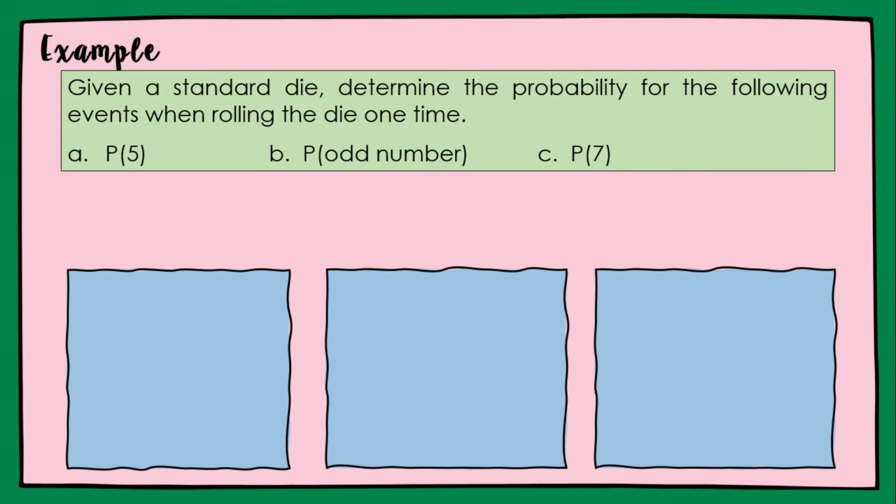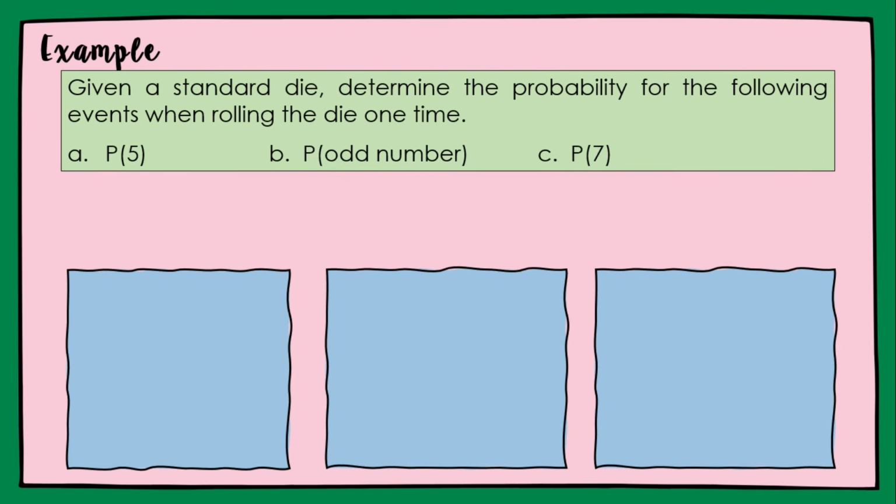Let's have another problem. Given a standard die, determine the probability for the following events when rolling the die one time. Letter A, P of 5, or the probability of getting a number 5. Letter B, the probability of getting an odd number. And letter C, P of 7, or the probability of getting a number 7.